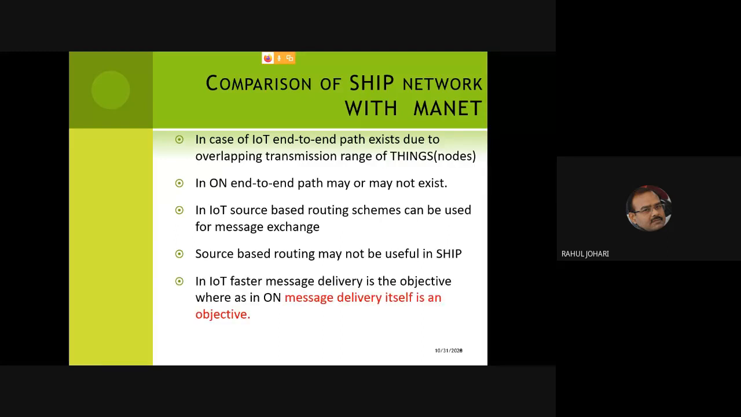In IoT, faster message delivery is the objective, but in the case of the opportunistic network or the ad hoc network, even message delivery is the objective. We should be able to deliver a message. That is what the objective is. We do not talk of faster delivery. The only mission is to deliver the message, definitely with a certain amount of delay.